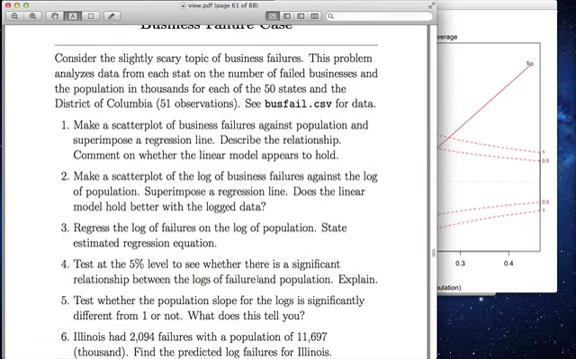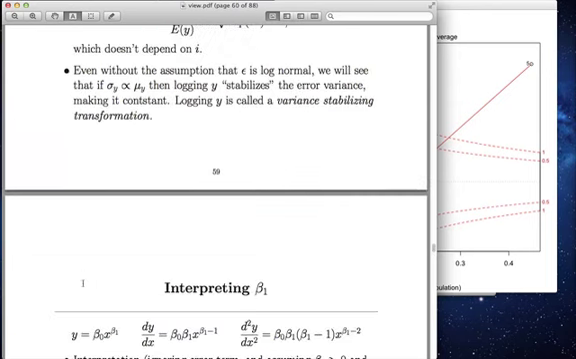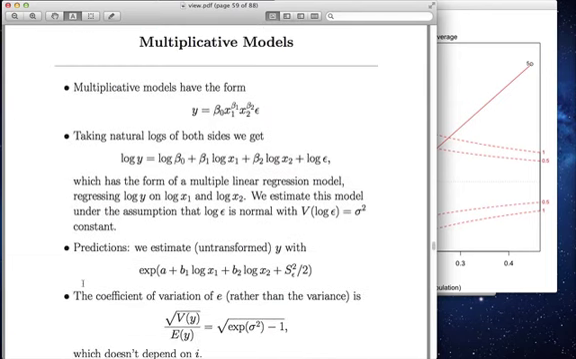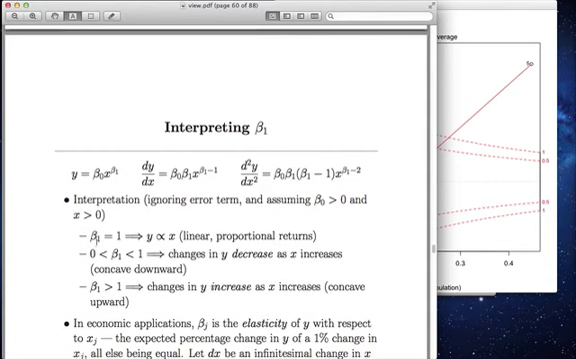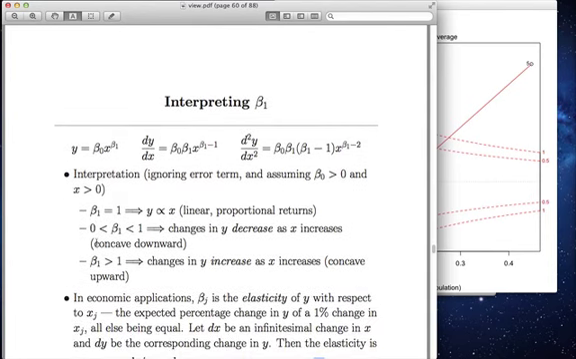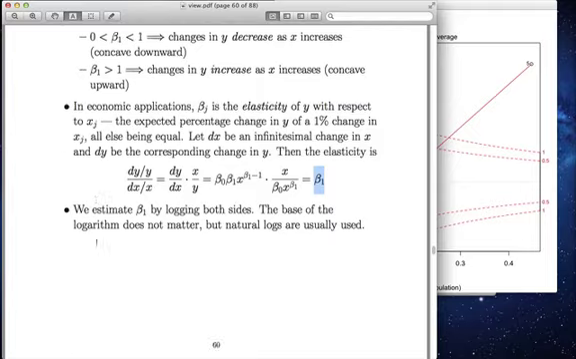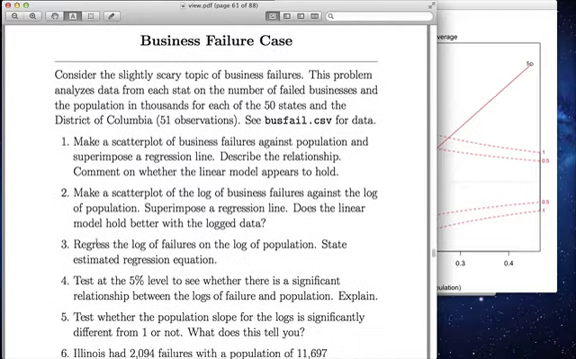Question 5. Test whether the population slope for logs is significantly different from 1 or not. What does this tell you? All right, so remember what a value 1 tells us. 1 means that failures are proportional to population. So let's find out if we can conclude that they're proportional or not proportional. How do we do this?